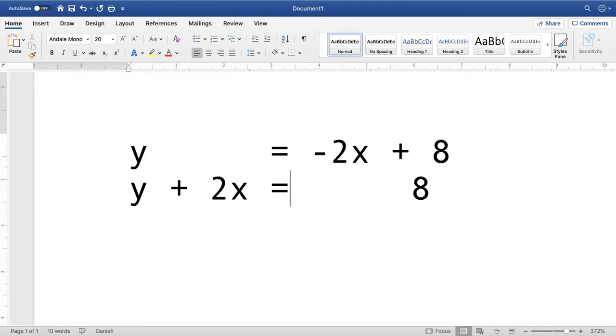Keeps putting dots in for some reason on Word. Okay, so we started with y equals -2x plus 8. We added 2x to both sides to get rid of -2x on the right hand side, and then we end up with y plus 2x on the left hand side because we added 2x to both sides, equal to, then there's still an 8 on the right hand side. I'll just swap those two around a bit.